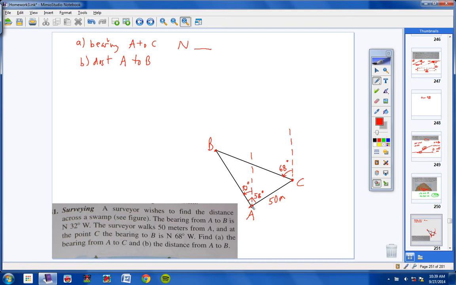Do you see that okay? I went up north, and then from this north line right here, I rotated east. So I rotated to the right, which is east. So I'm going to go ahead and put east. And students, from this north line to my line of direction is this angle here. I've already found it's 58 degrees. So there's your bearing, north, 58 degrees east. Okay. Now the distance from A to B.